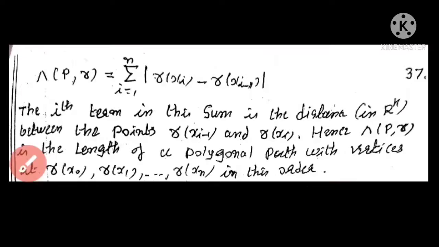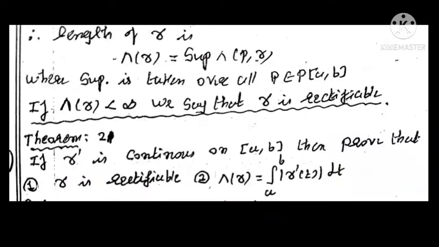Now the length of this is the supremum of this, where the supremum is taken over all P belongs to the partition of the closed interval AB. If the length of this is less than infinity, we say that this is rectifiable.